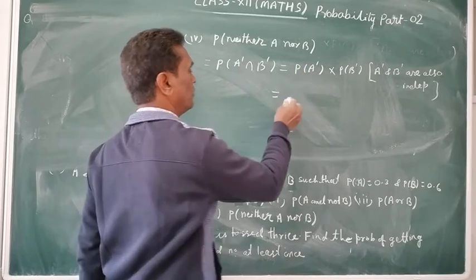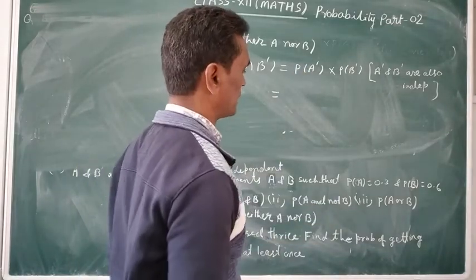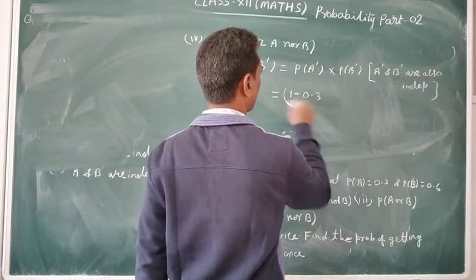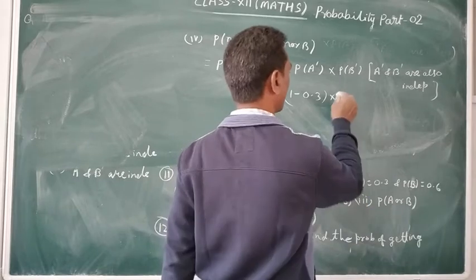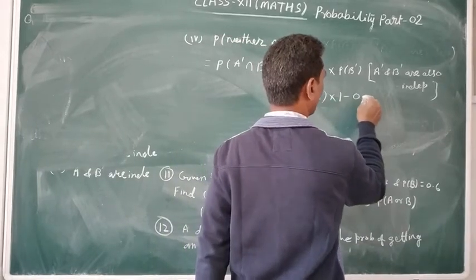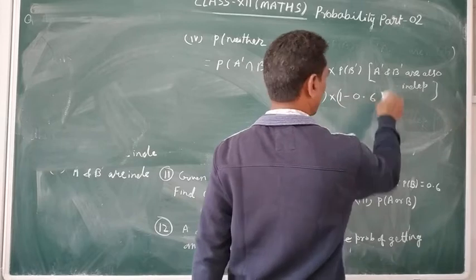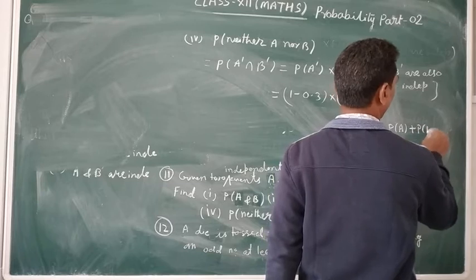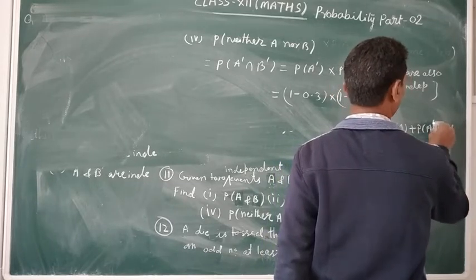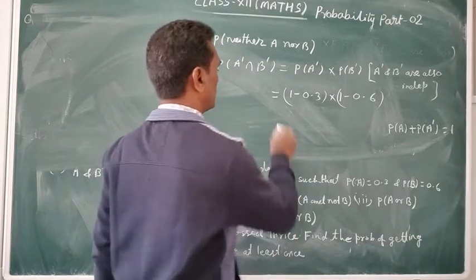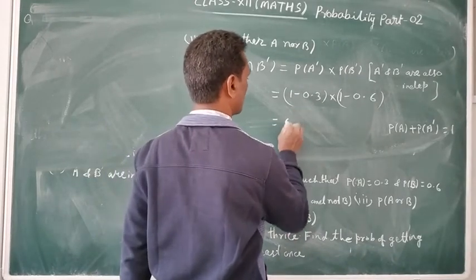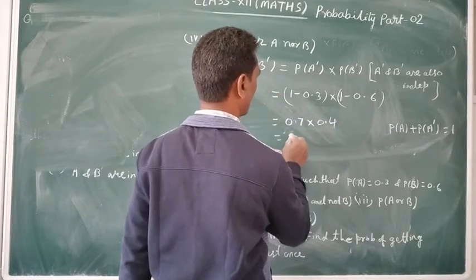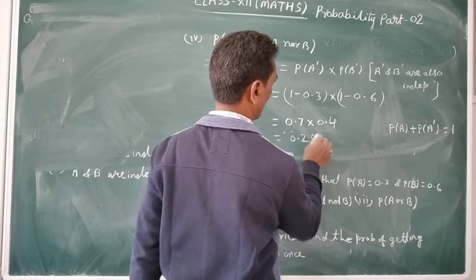Now put the values: for A dash, 1 minus 0.3, and for B dash, 1 minus 0.6. Here we are applying this formula: P(A) plus P(A dash) is equal to 1. So here this is 0.7 into 0.4, which is equal to 0.28.